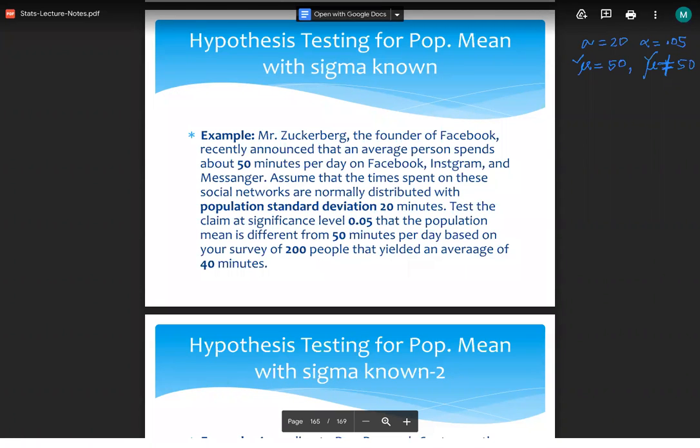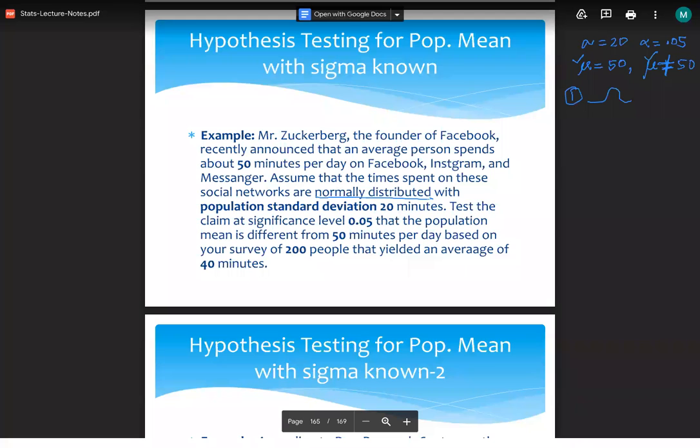Okay. Now, interestingly, this problem is also exactly the same as what we did last time. The only difference is that this time we are doing it for mean as opposed to proportion. So let's go ahead and do this. In this problem, it says that it's normally distributed. So the normality condition is okay. So number one, bell-shaped, it's okay.